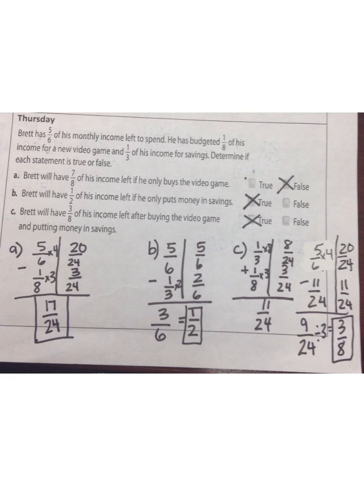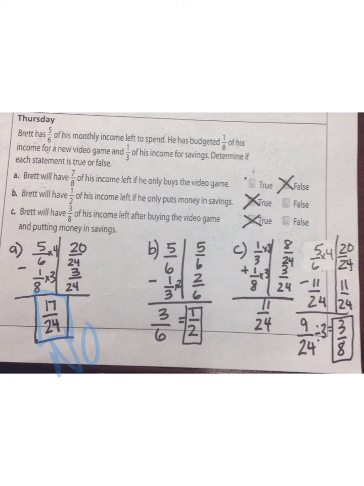All right, so he has 5/6 of his monthly income left, and so the first one says that he'll have 7/8 of his income if he only buys the video game. So these are subtraction problems. So for A, I did 5/6 minus 1/8, did my common denominator, and was left with 17/24, which is not 7/8. So this is a no, it's a false.